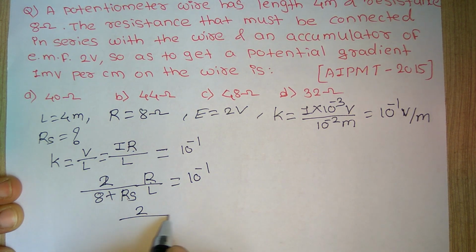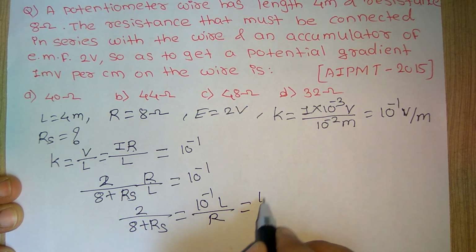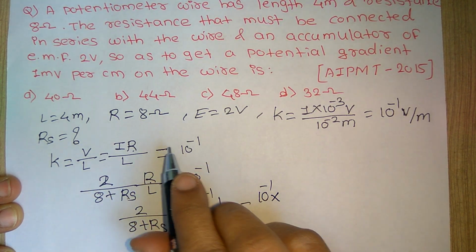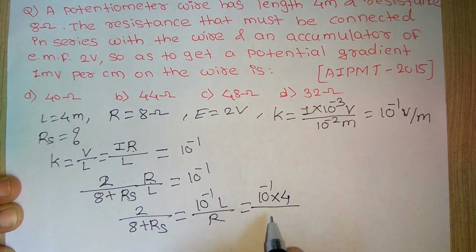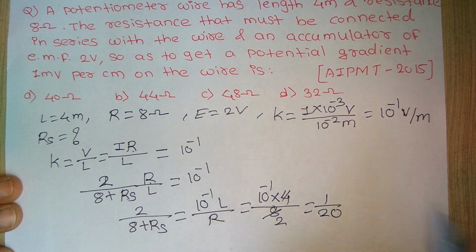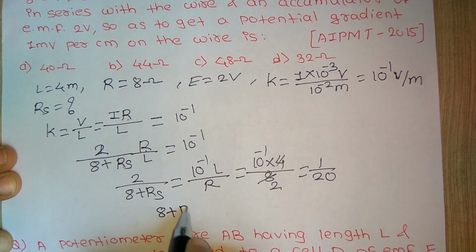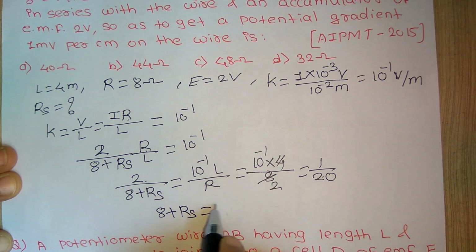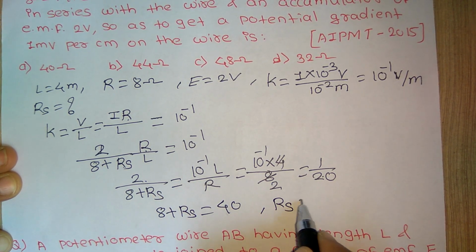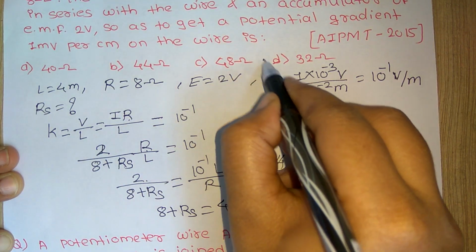Solve this: 2 divided by 8 plus RS is equal to 10 power minus 1 into L divided by R. What is 10 power minus 1? L is given as the length of the potentiometer wire 4, resistance is 8. So it is 10 power minus 1 by 2. So can I write it as 1 by 20, right? Solve this, cross multiply, we get 8 plus RS is equal to 20 into 2, which is 40. So what is RS? 40 minus 8, that is 32 ohm. So this one is the series resistance we have to connect.